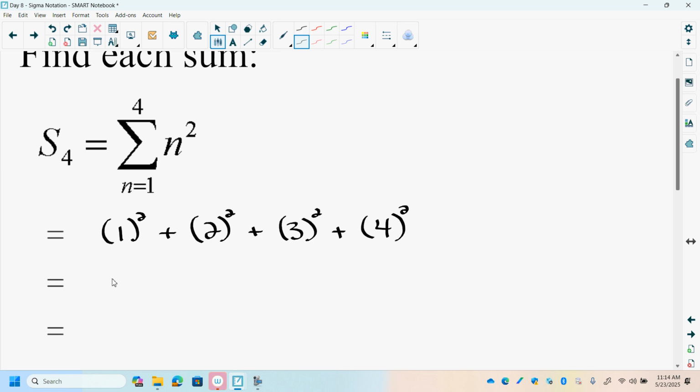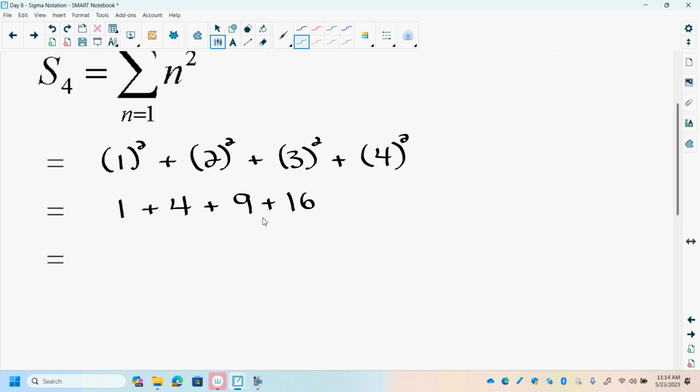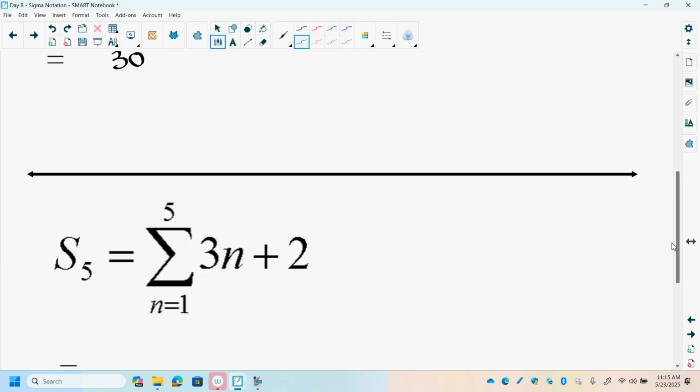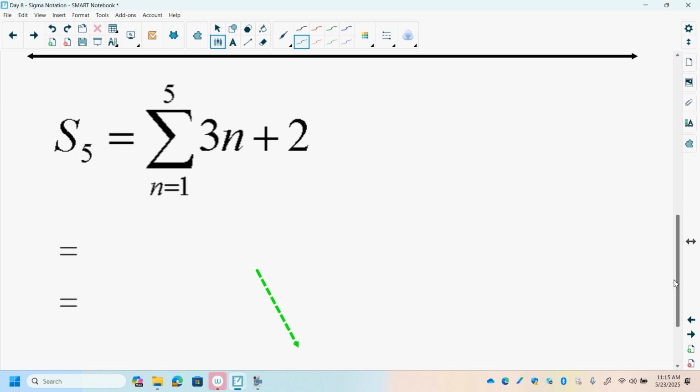What's 1 squared? What's 2 squared? Plus 9 plus 16. 4 and 16 are 20. 1 and 9 are 10. 20 and 10 are 30. That's the sum. That's what it asked me to do. The instruction said find each sum. Okay. Everyone all right with that?